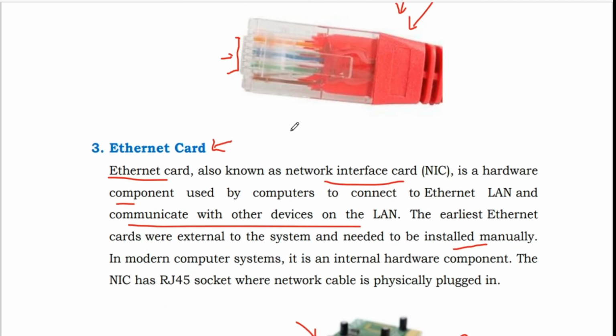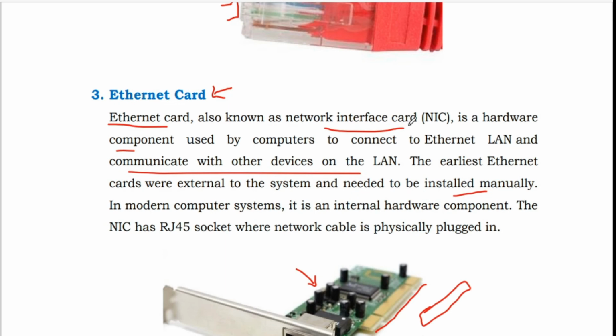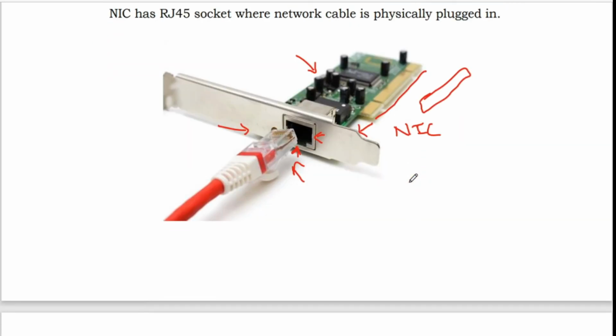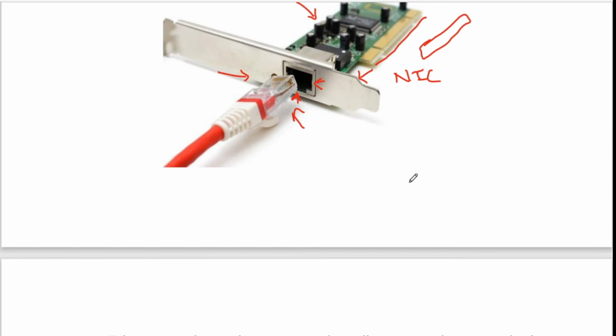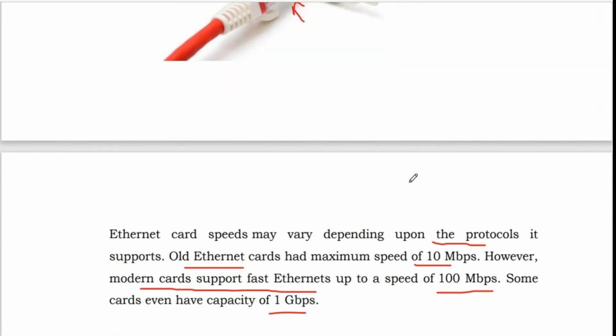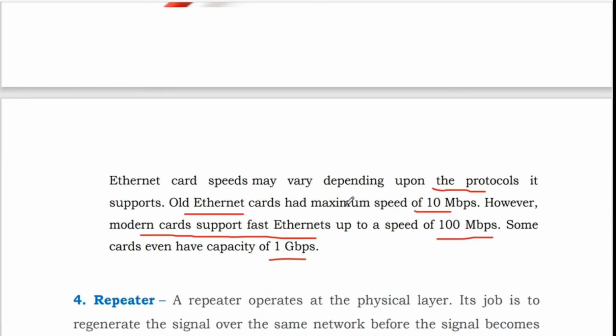And then we have the Ethernet card, also known as your network interface card, which is used by computers to connect to an Ethernet LAN and communicate with the other devices over the LAN. It has different speeds at which it can transfer information, depending upon the protocol used. The old Ethernet cards use a speed of 10 Mbps, modern cards support Ethernet up to 100 Mbps, and some cards even have the capacity of 1 Gbps to transfer or receive information.